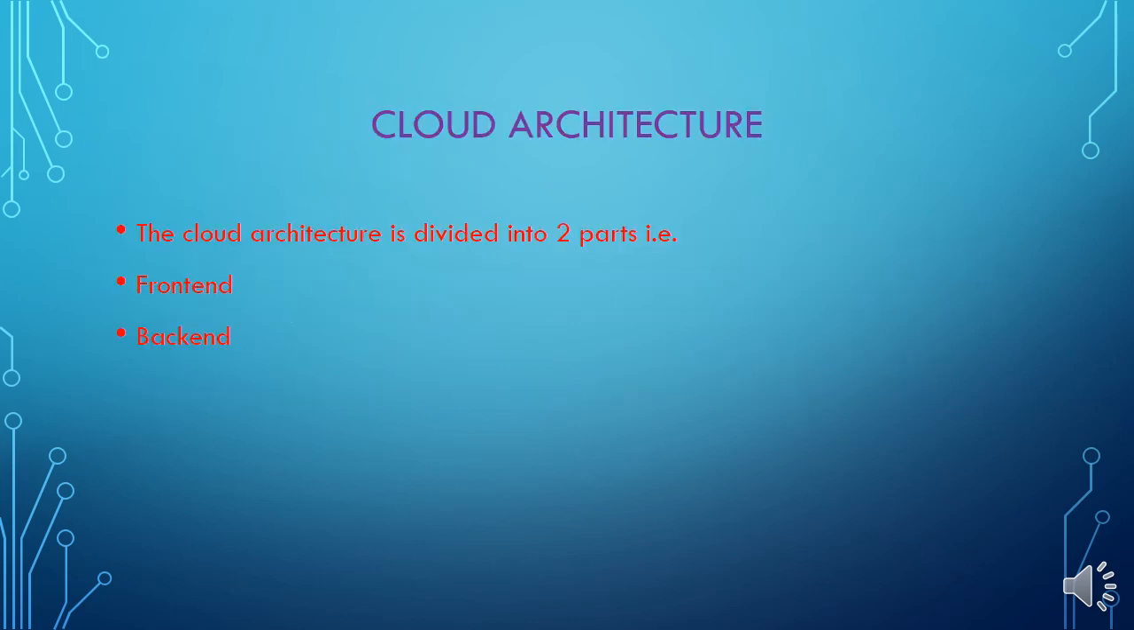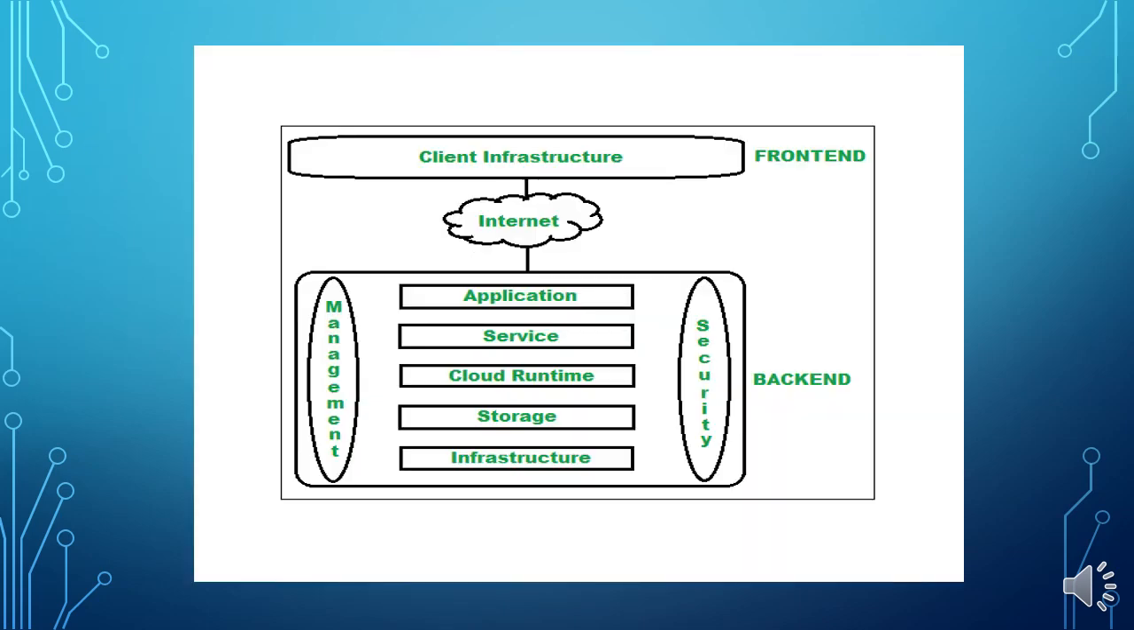So the cloud architecture is divided into two parts, front end and back end. The front end consists of the cloud infrastructure that is available on the client side. Through the internet we can connect it to the back end. The back end consists of the application, services, cloud runtime, environment, storage and infrastructure. So the management of this backend and the security also plays a vital role.